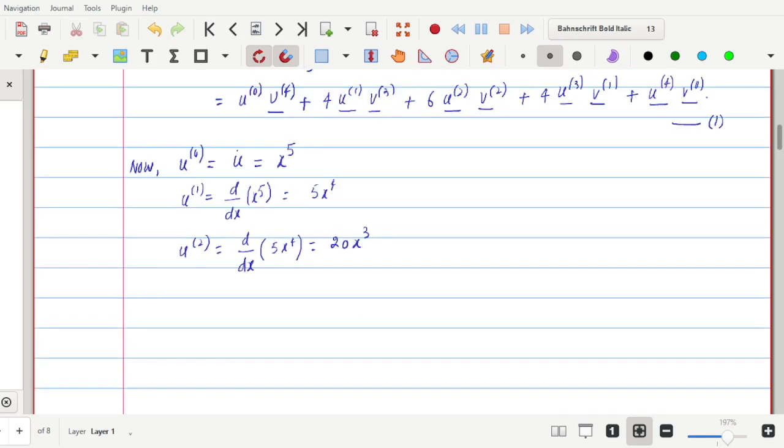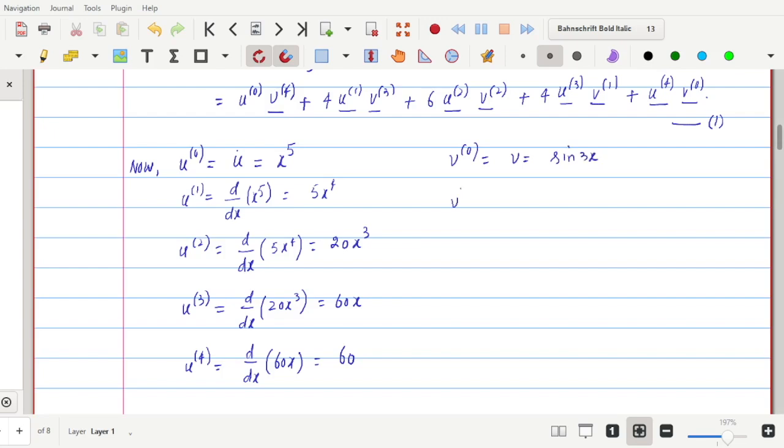And similarly u power 3, that is the third derivative of u, that is the derivative of the second derivative, so this is the derivative of 20x cube, which will be equal to 60x. Then the fourth derivative of u will be the derivative of 60x, which is 60. And similarly here we will calculate v power 0, which is the function v itself, and we have taken the function v as sin 3x.